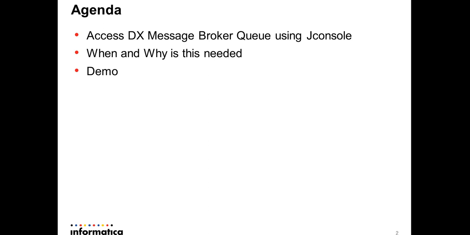When and why is this needed? This is required when there are a lot of messages in pending or transferring state in the DX console. In order to know in which queue they are pending or transferring, or to know if a Power Center workflow consumer is attached to the queue or not, we have to browse the queue using Jconsole. I will start with the demo.